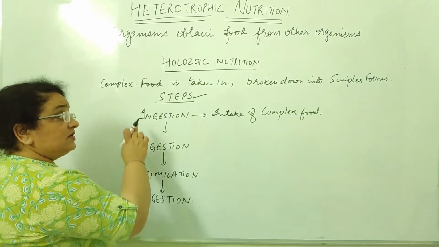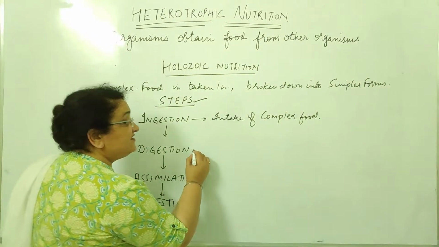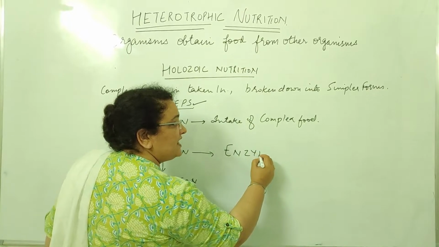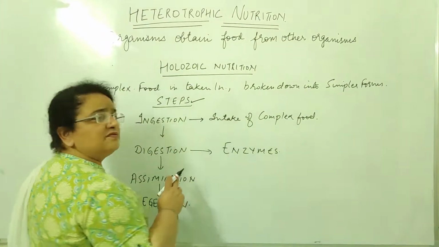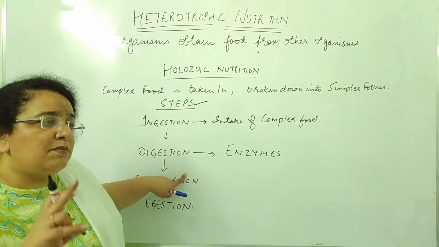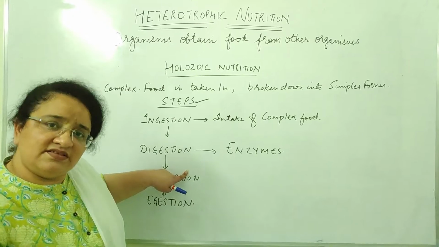Now after that, the food goes through the alimentary canal. It is digested with the help of chemicals called enzymes. There are various biochemical reactions going on inside the cells. Remember when we were discussing the molecular movement inside the cells.